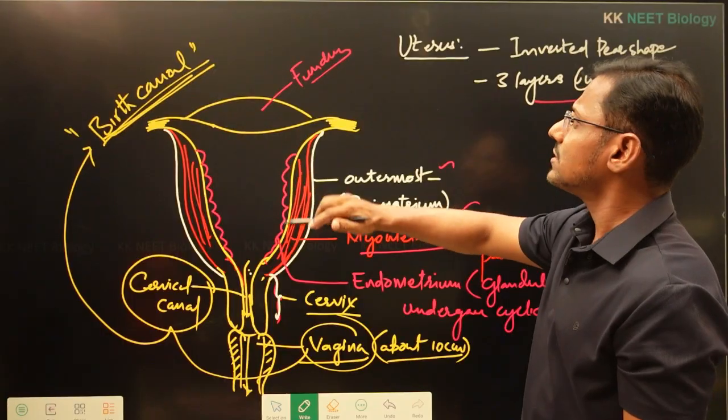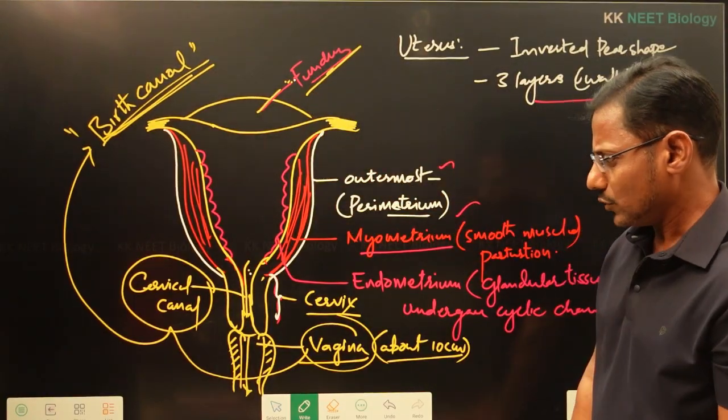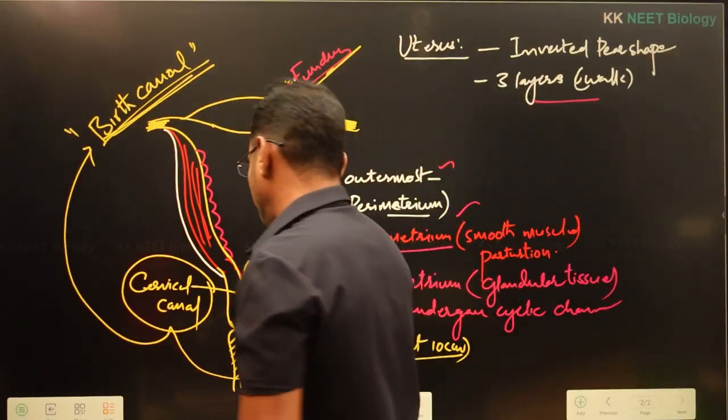Right. So this is about the cervix, the uterus and the uterine walls, as well as the layers present in the uterine walls, and here this is the fundus of the uterus. This is the fundus of the uterus. Okay, this is all about the uterus.